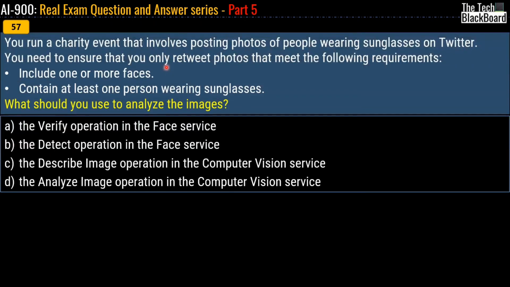Now let's read question number 57. The question says that you run a charity event that involves posting photos of people wearing sunglasses on Twitter. You need to ensure that you only retweet photos that meet the following requirements. The first requirement is include one or more faces, and the second one is contain at least one person wearing sunglasses. What should you do to analyze the image?